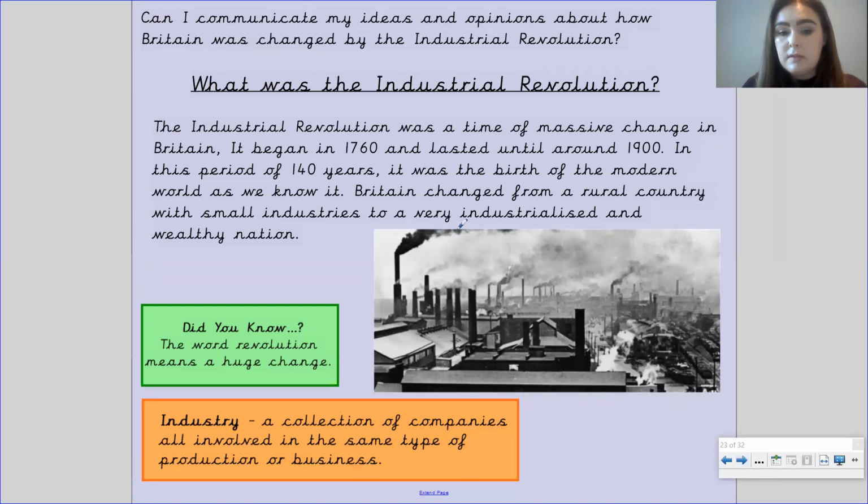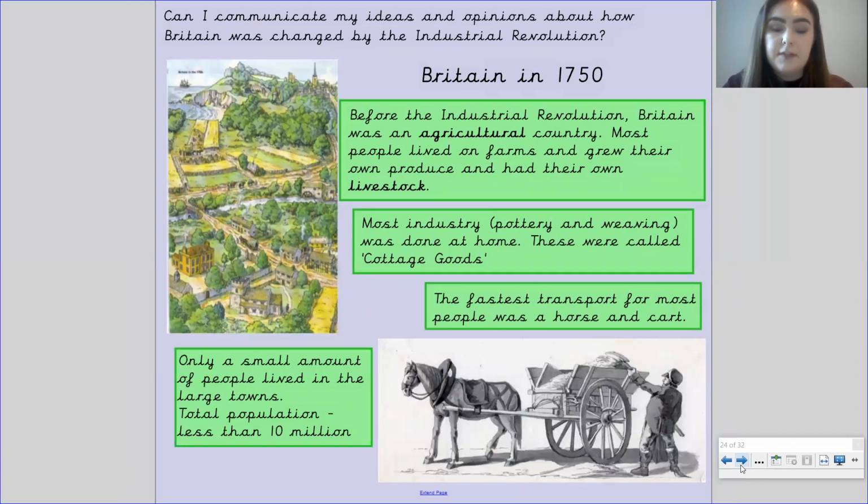And if we have a look at this picture here, we can see that this is steam coming from some of those industries that have been created. So Britain in 1750. Before the Industrial Revolution, Britain was an agricultural country. And as I said, that means that it was lots of countryside, lots of fields. People would have their own farms, they'd have a lot of land. Most people lived in farms and grew their own produce and had their own livestock.